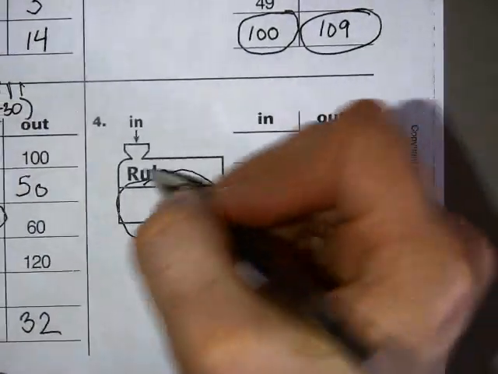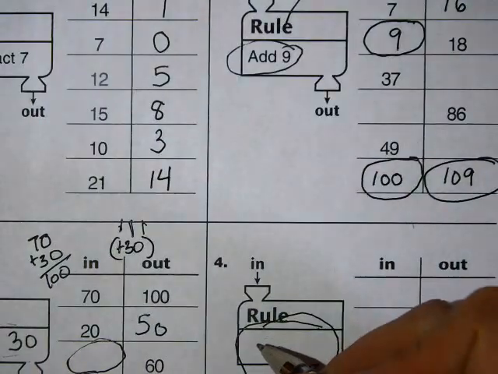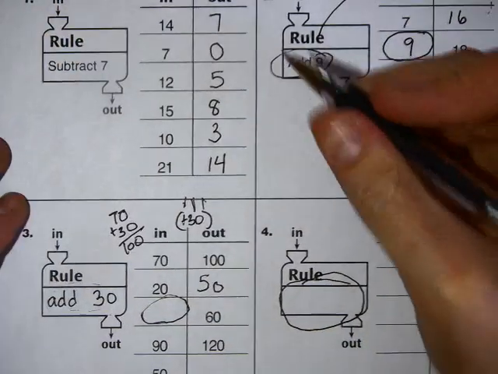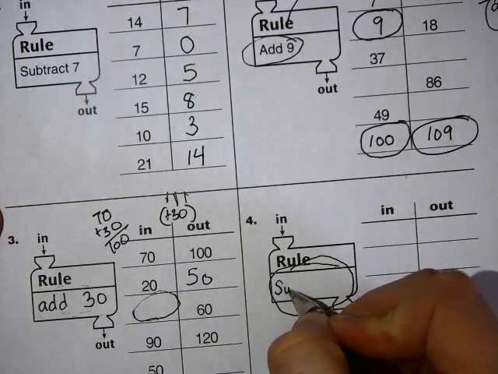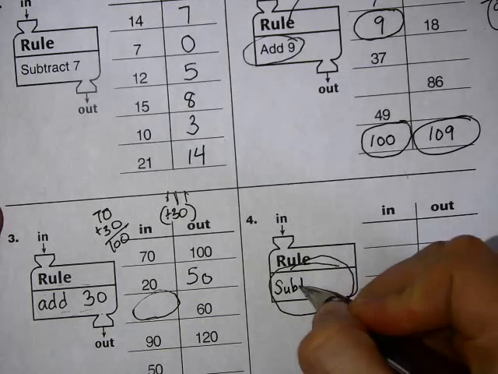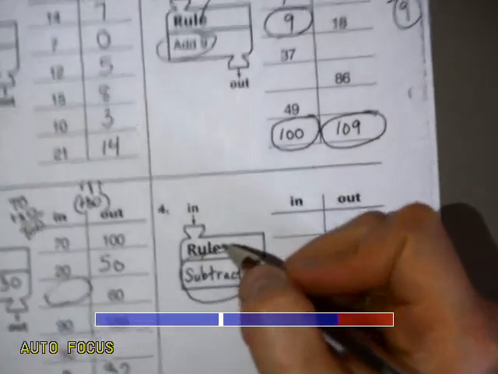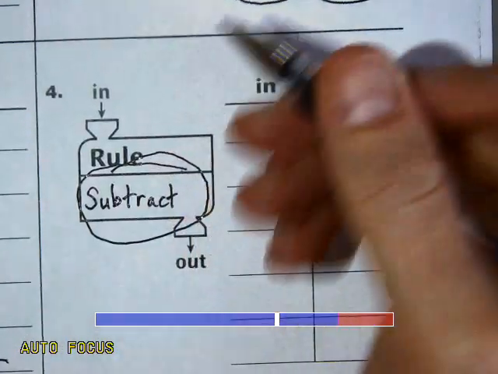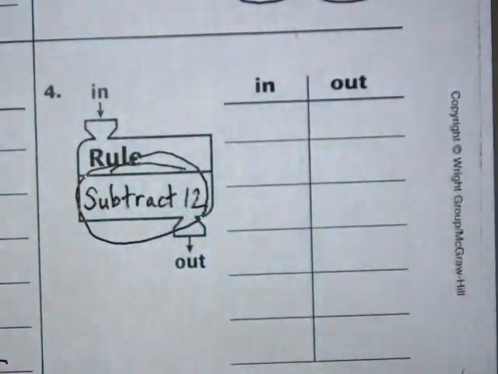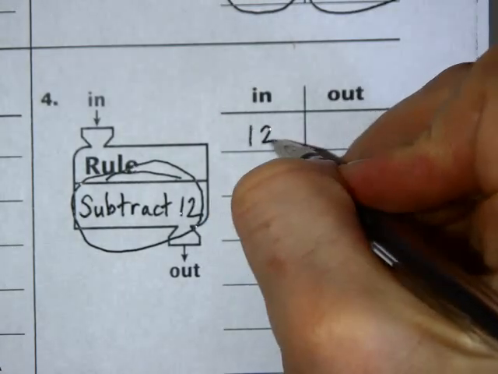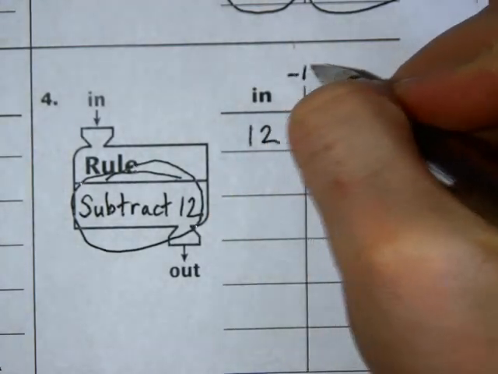So maybe I'm going to make up a rule. This one already has on this page 1 subtract and 2 adds. So maybe I'll say subtract, just for fun. Let's say subtract 12. So any number that I put in, I have to take 12 away. So I'm going to put in 12, and then my rule is subtract 12.